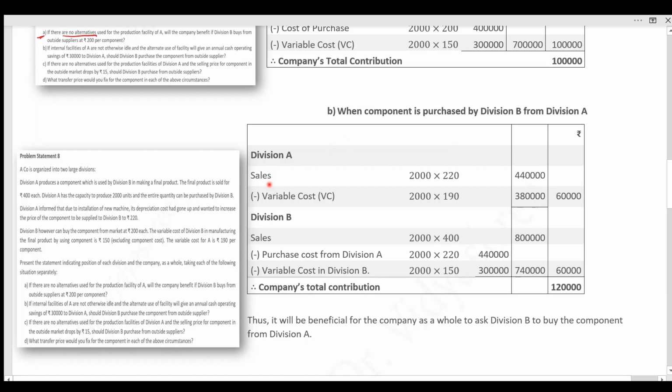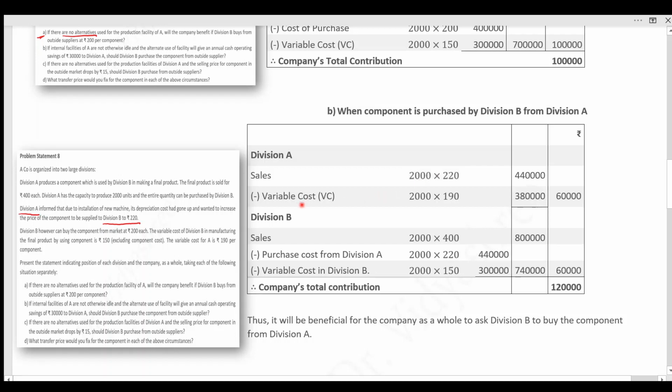For division A, well, it is selling to division B. So sales minus cost, you get profit. So let's see the sales. As we know, the number of units is 2000 and 220 is the price. You can observe the question on the left hand side. So division A is raising the profit and it is selling to division B for rupees 220, which is what we have taken here.